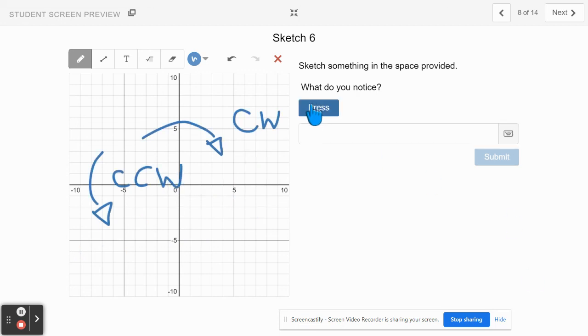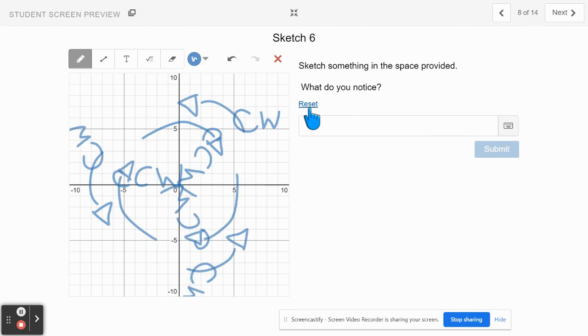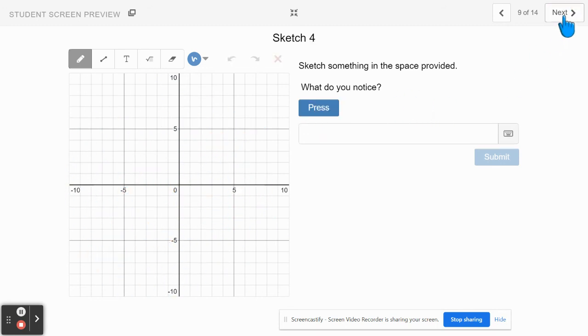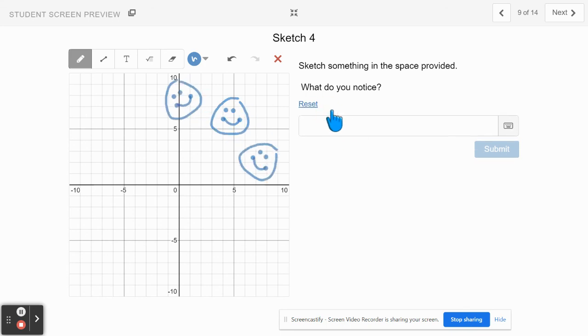Let's see what happens with this one. It doesn't matter which way you go. That's trippy. Sorry, guys, I'm messing with you now. All right, sketch another one. I know, this is an interesting activity. I love it. I'm going to do another weird happy face, like some snake bites or something there.